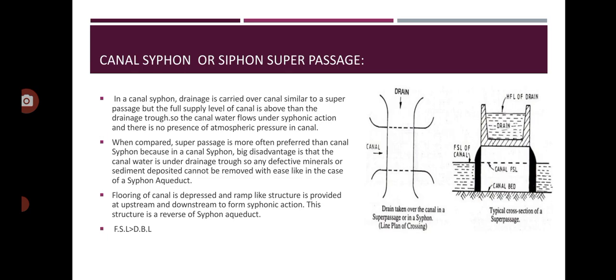because in a canal siphon the big disadvantage is that the canal water is under the drainage trough, so any defective minerals or sediment deposited cannot be removed, like in the case of the siphon aqueduct. Here the full supply level is greater than the drainage bed level.